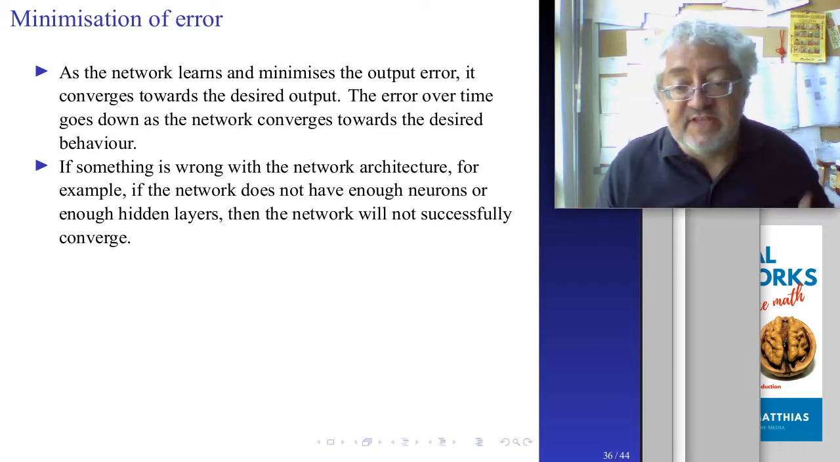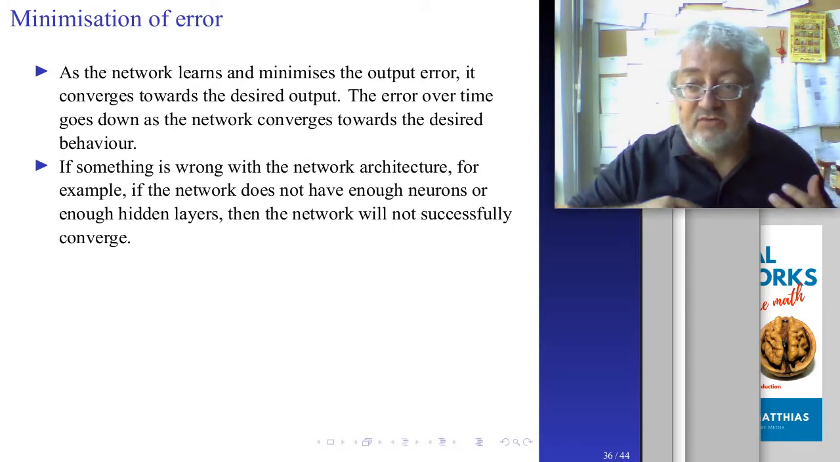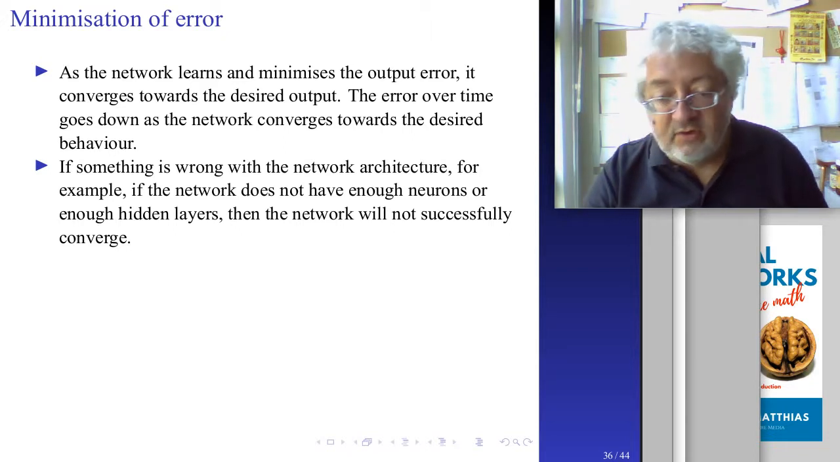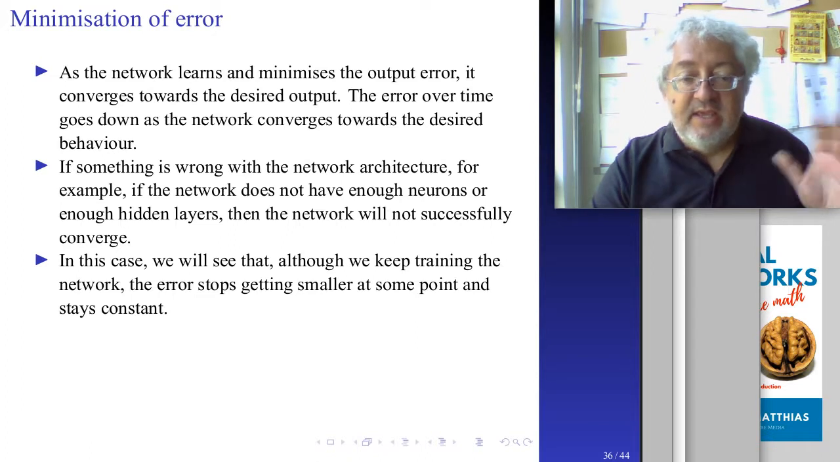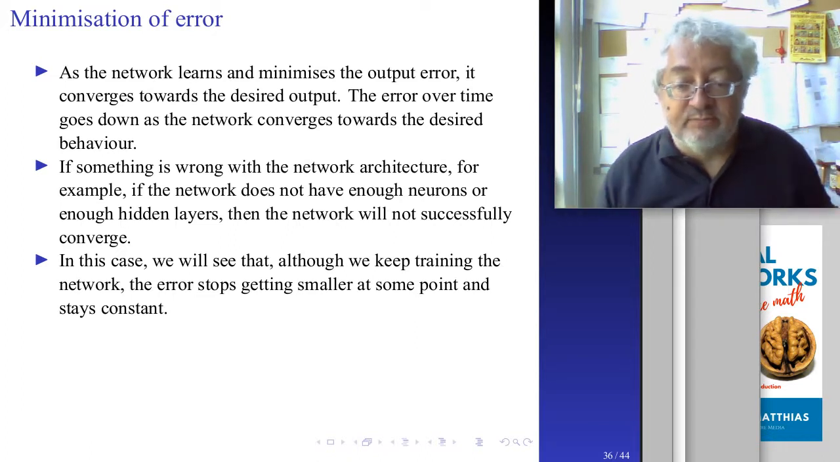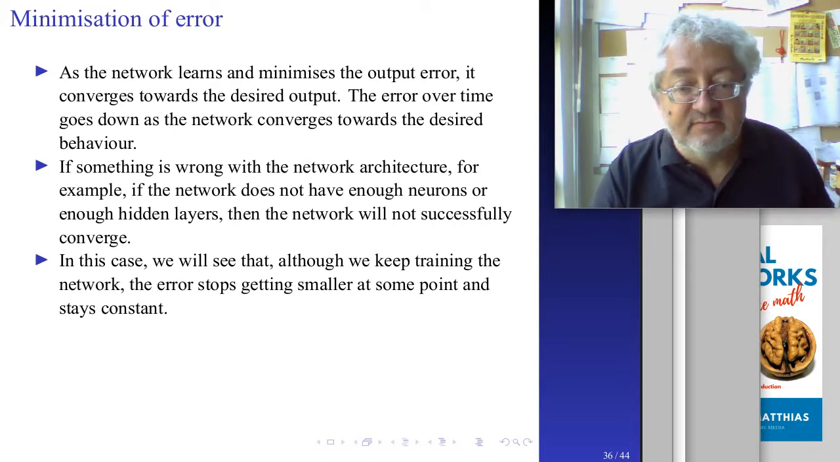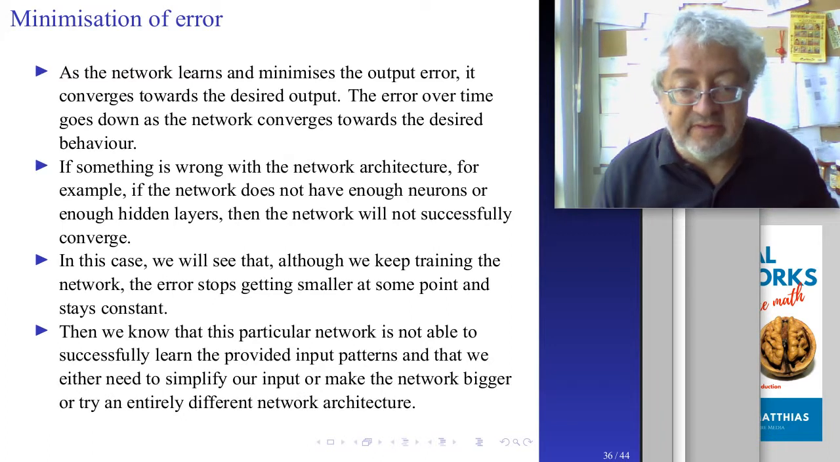So if I want to distinguish between different faces and distinguish a face from a statue or perhaps from a football, then I need to have more than 5 neurons, right? So the network will never converge if it doesn't have enough neurons. Although you keep training the network, the error stops getting smaller at some point and stays constant because the network is not able to remember all the information you want.